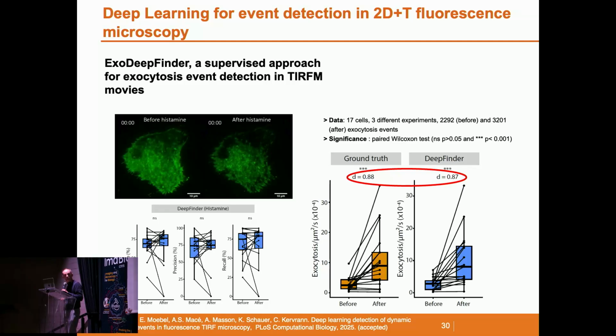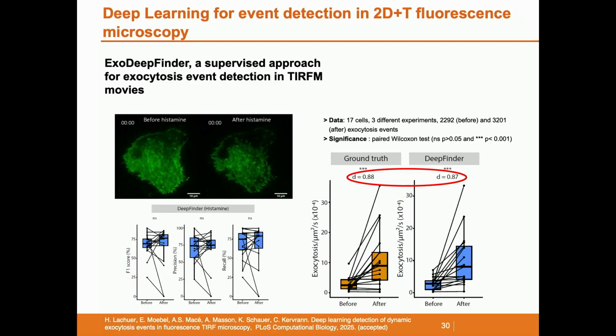Okay, so we evaluated this technique on real data sets, and we have the ground truth. Sometimes it's possible to evaluate the performance by computing the F1 score, as here, right? Before and after histamine. In that case, histamine tends to stimulate the exocytosis rate in general. So we observed that before and after, in these conditions, the technique was able to detect a satisfying number of exocytosis events.